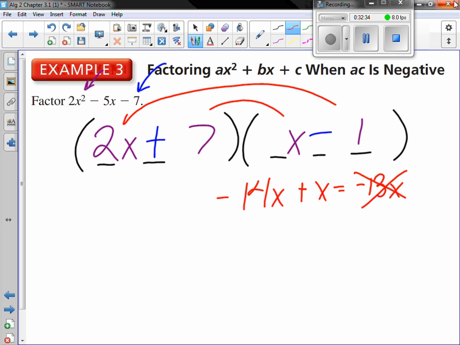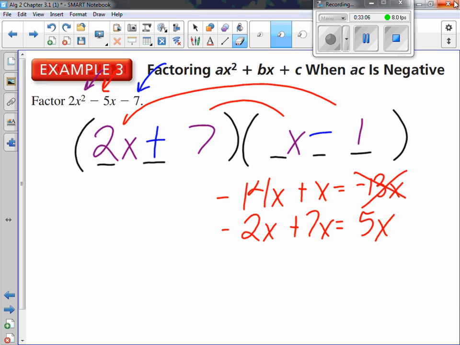So 2x times -1 is negative 2x. 7 times x is plus 7x, which gives me positive 5x. Is that what we wanted? Yes, positive 5x? Almost. What's it up here? Negative. We're close, aren't we? The signs are wrong. They're the opposite, yes? Well, let's do that then. I'm going to flip the signs.